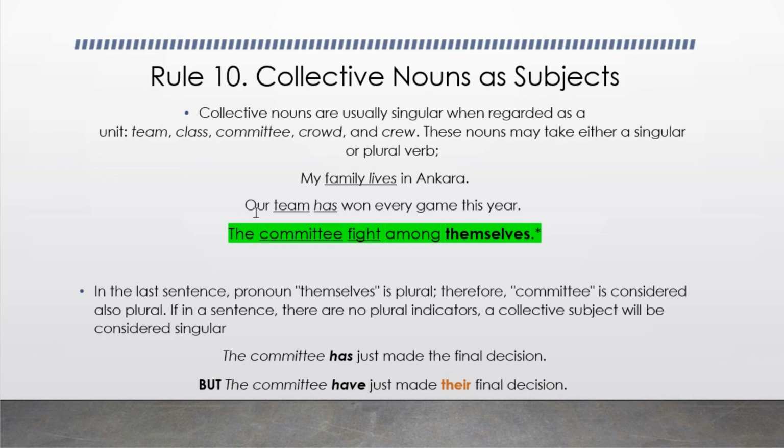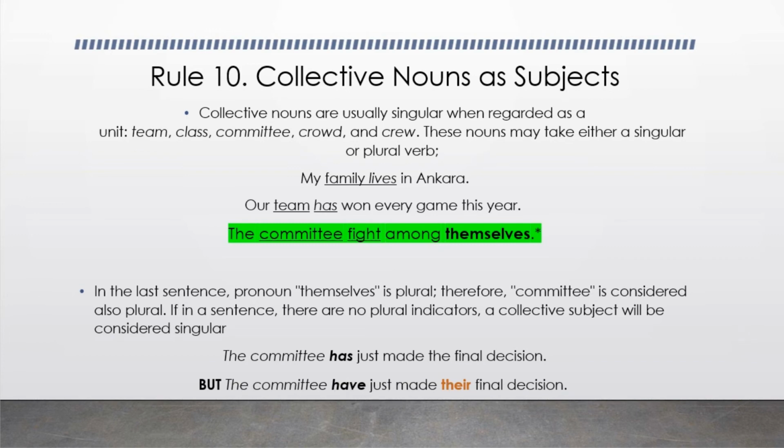Our team has won every game this year. But if in the sentence you have some kind of an indicator of plural, like in the sentence the committee fight among themselves, themselves is a plural pronoun, that's why the committee becomes plural and the verb doesn't take an S. Or here's another example. The committee has just made the final decision, or the committee have just made their final decision. Because you have their, which is a plural pronoun, the committee becomes plural, therefore the verb have.